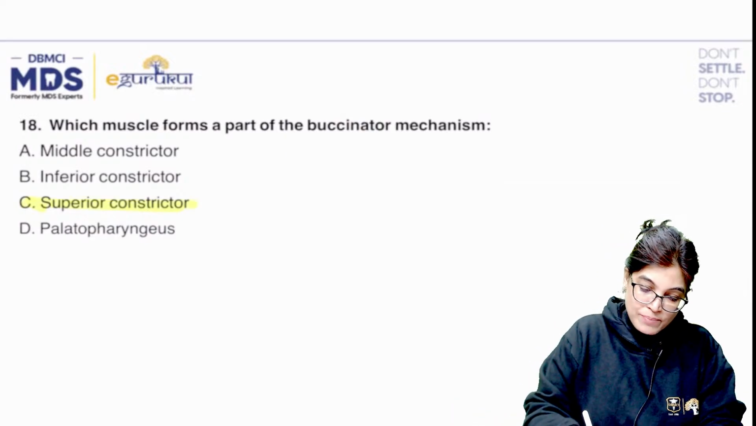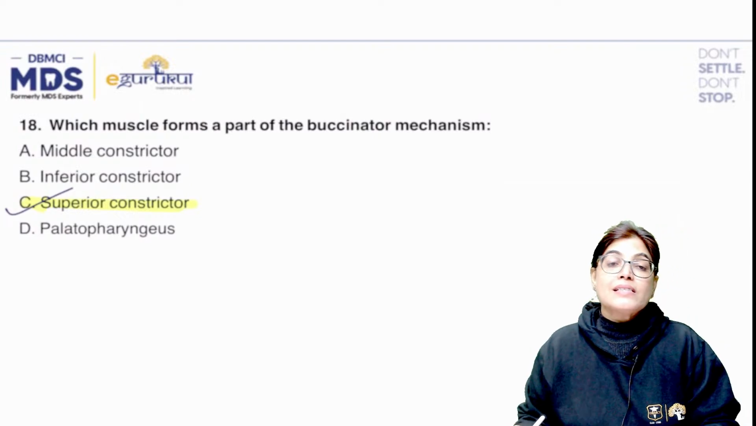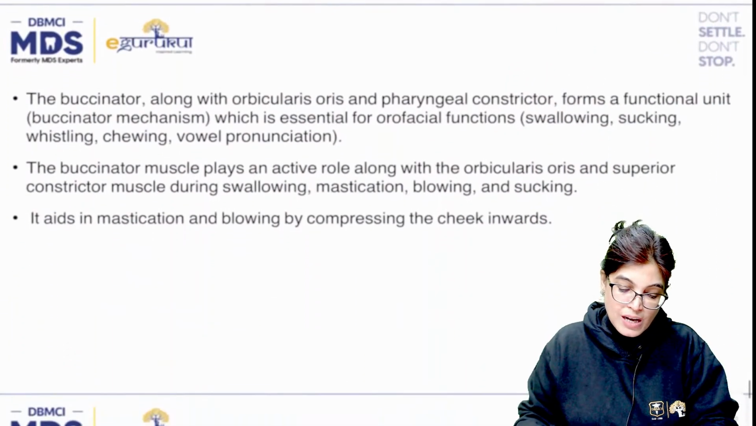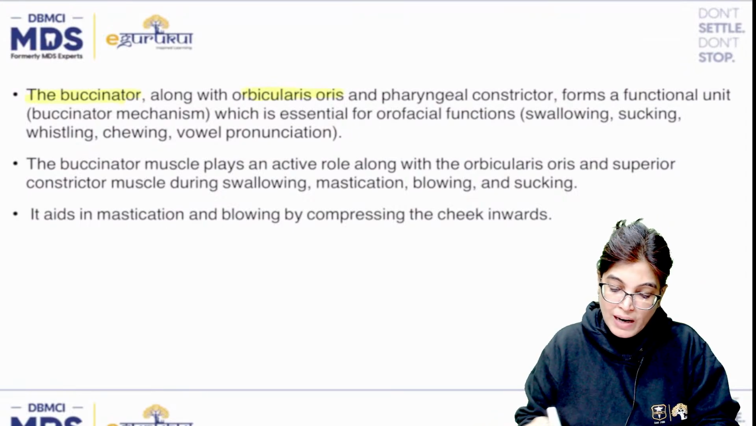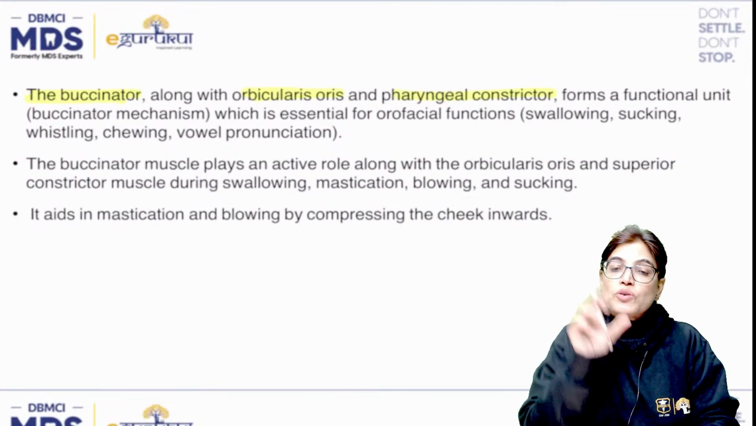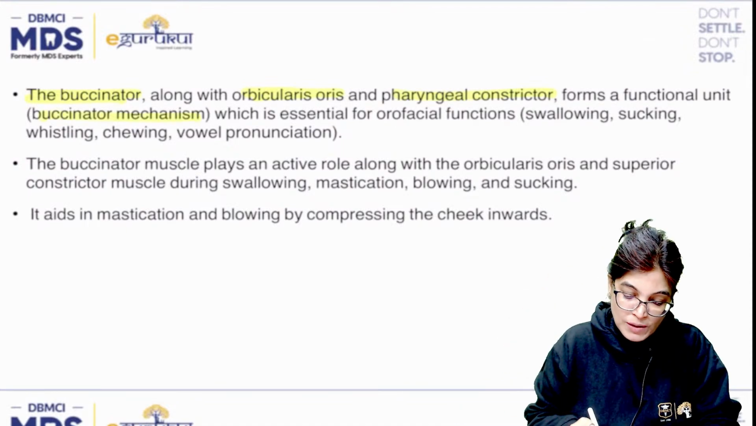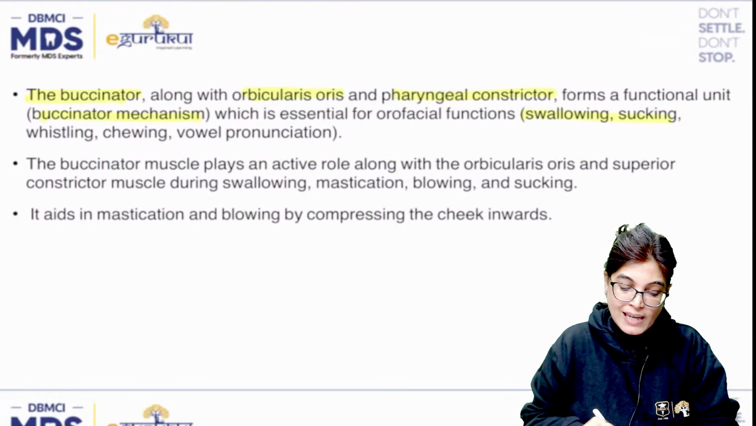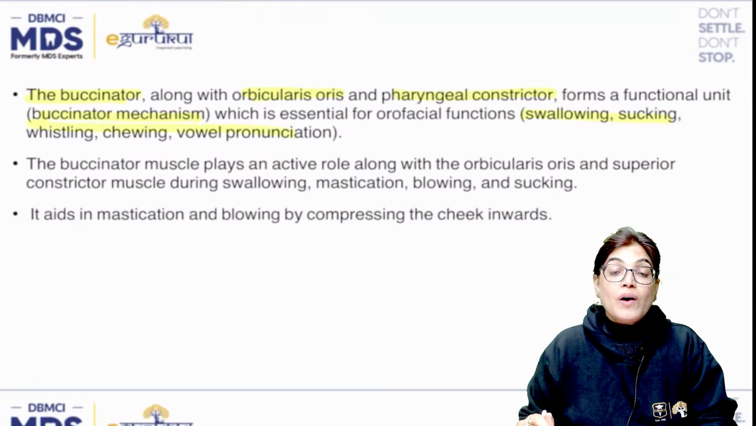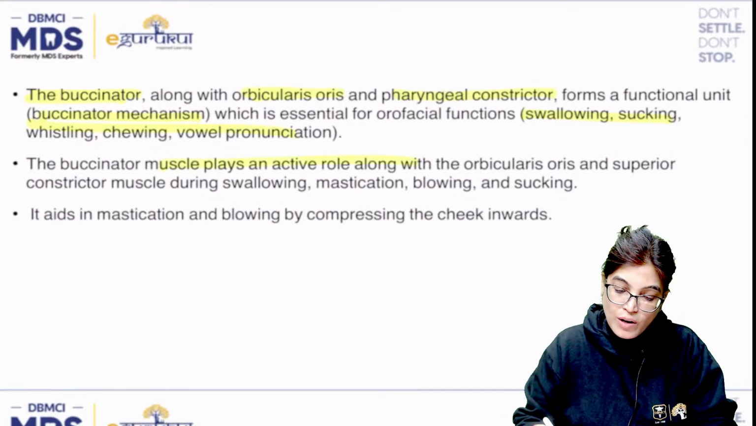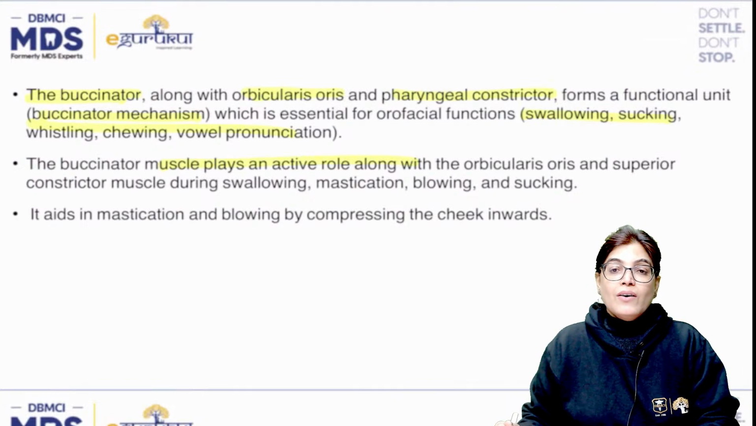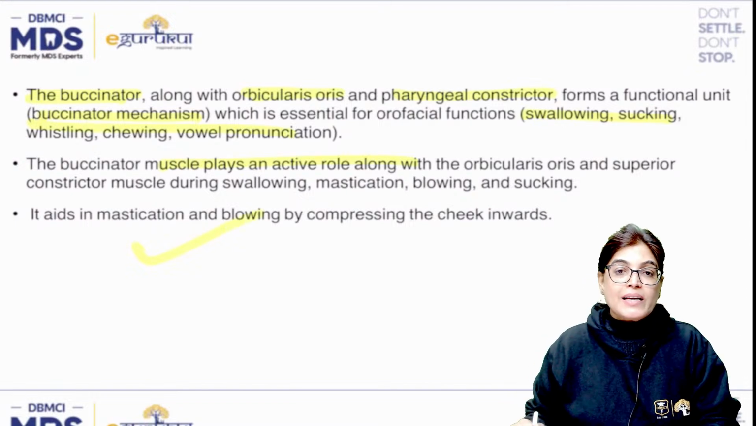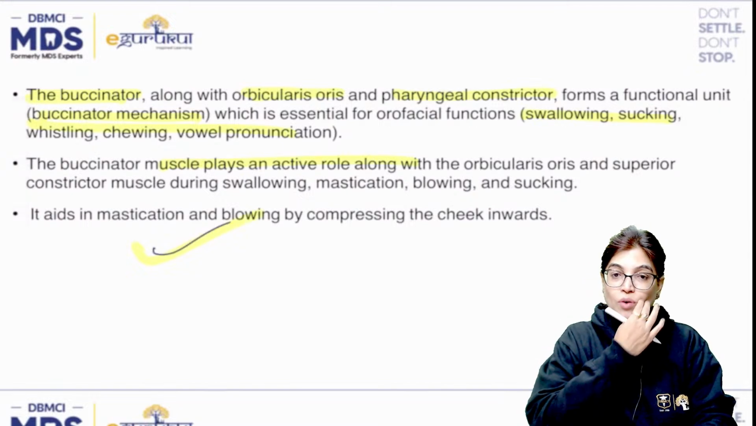Superior constrictor is absolutely the right answer. Definitely, yes. This is the right answer for the buccinator mechanism. So buccinator, along with orbicularis oris and pharyngeal constrictor, together form the buccinator mechanism, which is involved in swallowing, suckling, chewing and vowel pronunciation. Buccinator is a very important muscle playing a role along with orbicularis oris and superior constrictor muscle in swallowing and mastication. It aids in mastication by compressing the cheek inwards.